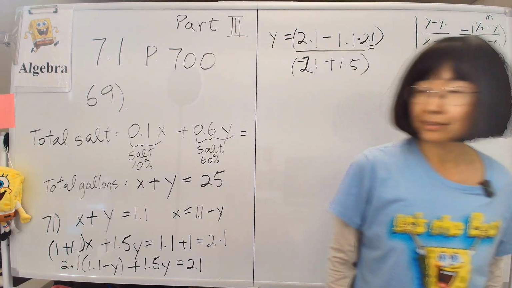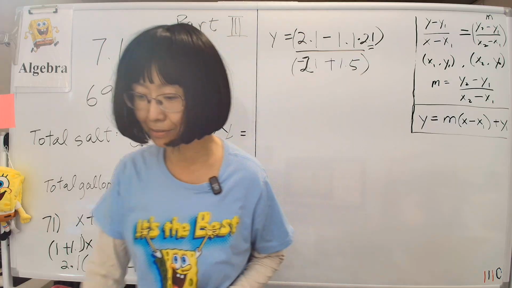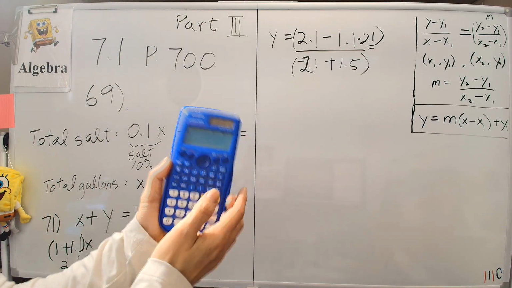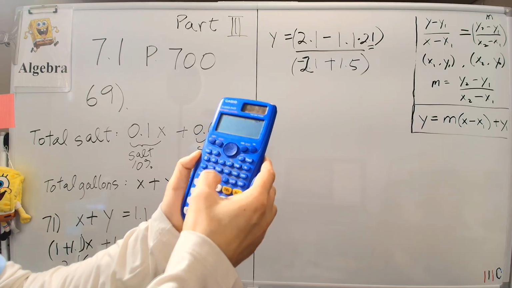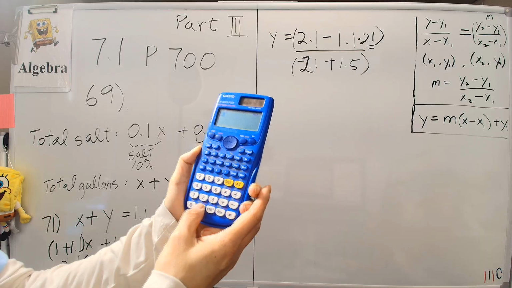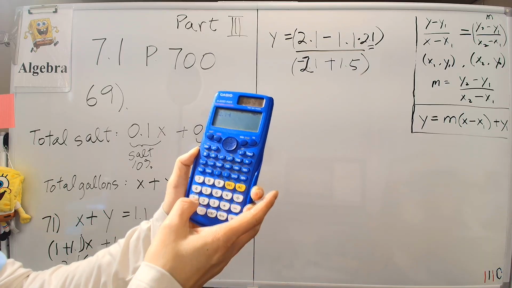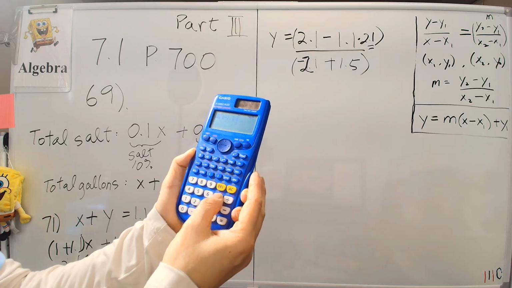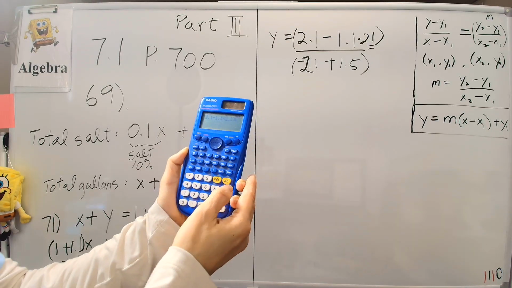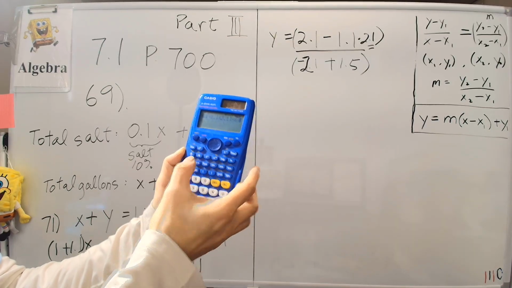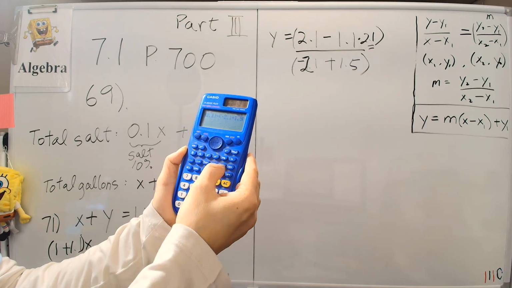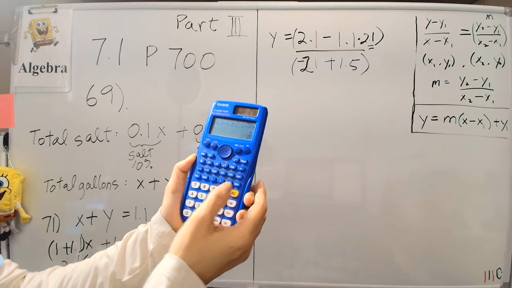That the 110% increase means the profit is actually more than the original investment. So let's try this again. See if I got it right this time. Okay, so y equals 2.1 minus 1.1 times 2.1, close parentheses, and then divided by negative 2.1 plus 1.5. Okay, let's see if this comes up with anything that makes sense.